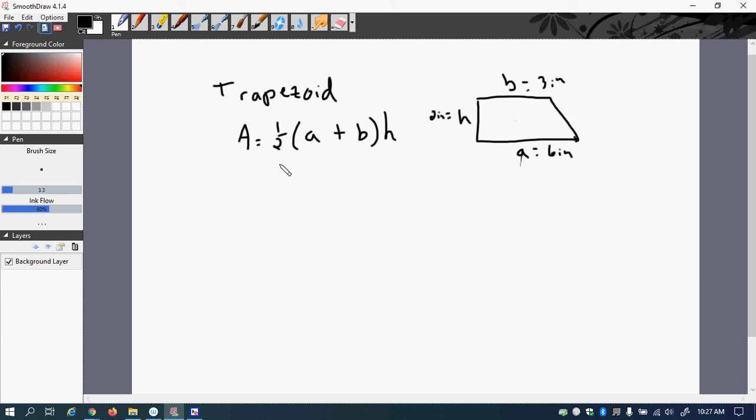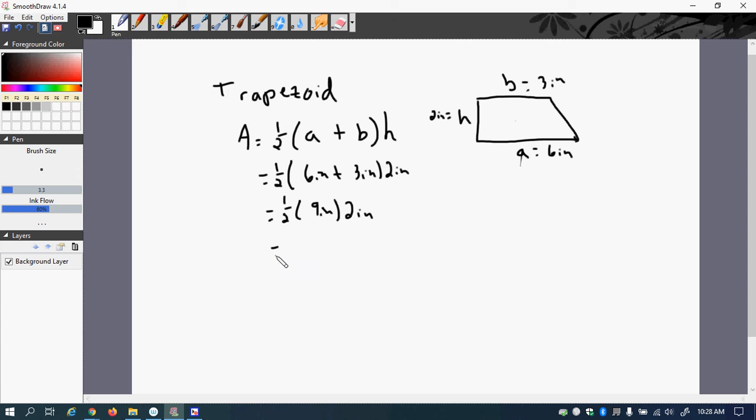Now we put that into the formula. 1/2 times 6 inches plus 3 inches, and then multiply by the height, which is 2 inches. First of all, I would add what's inside the parentheses first. So that's 1/2 times 9 inches, and then I just copy down the 2 inches.